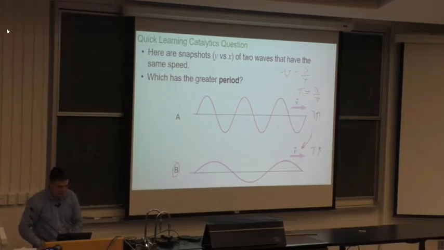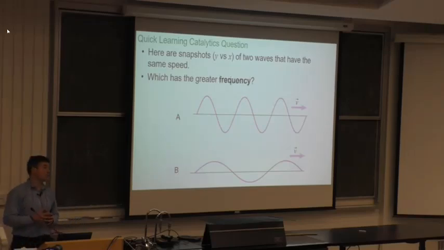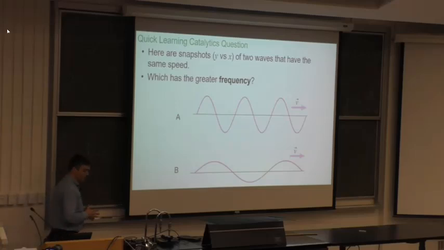And then last in this little sequence is which of these two waves has a greater frequency? 30 seconds. And in this case, remember, the frequency is equal to 1 over the period. So if you have a greater period, it means the frequency is less. So this one has the greater frequency.